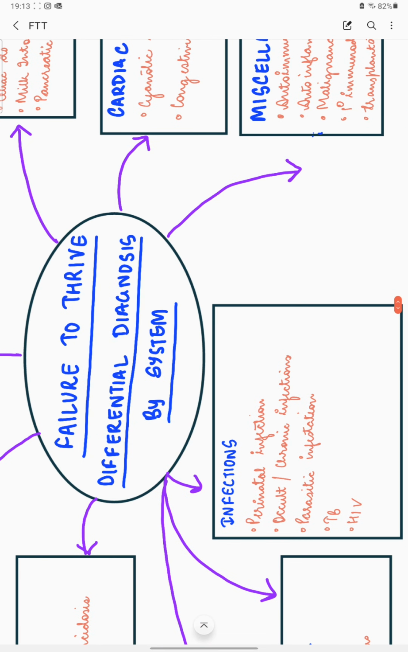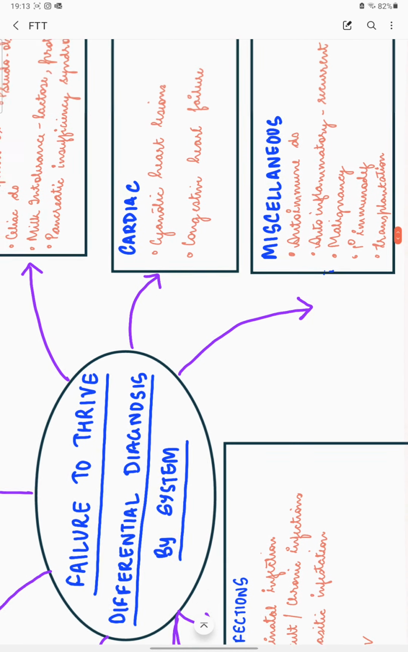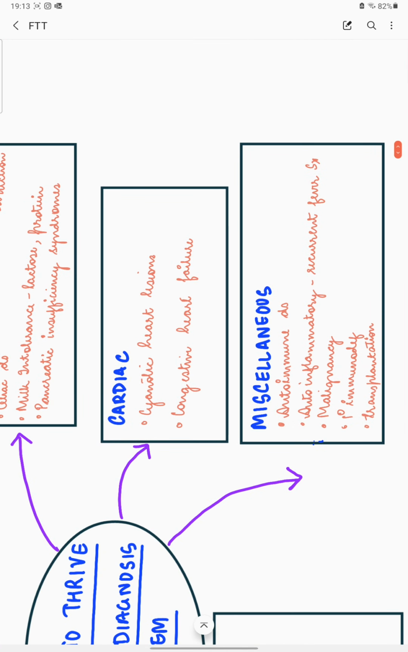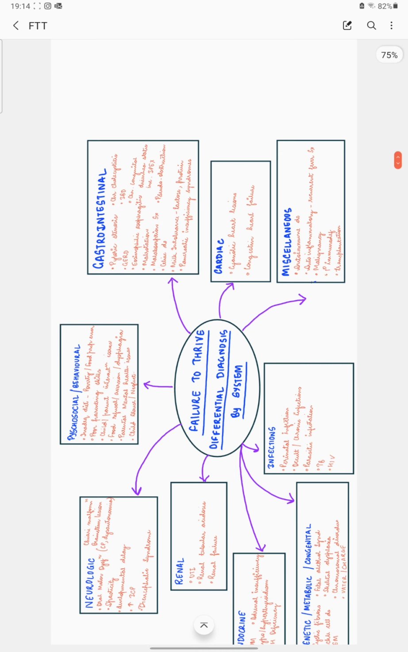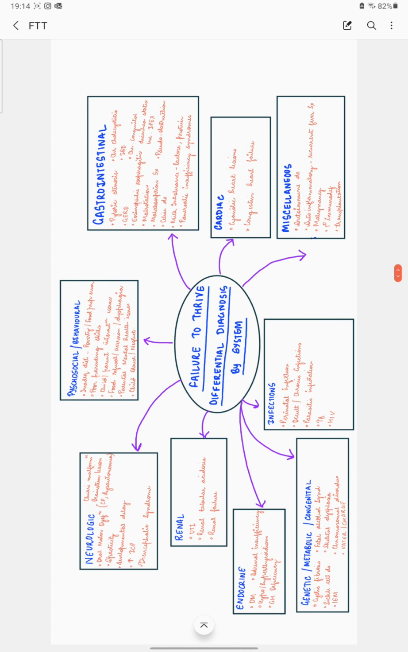Infections: any perinatal infection, occult or chronic infection, any parasitic infection, chronic infections like TB and HIV. In the miscellaneous causes, there would be autoimmune diseases, autoinflammatory diseases, recurrent fever syndromes, malignancy, primary immunodeficiency, and transplantation. So, here's a brief review of the differential diagnosis by system of failure to thrive.